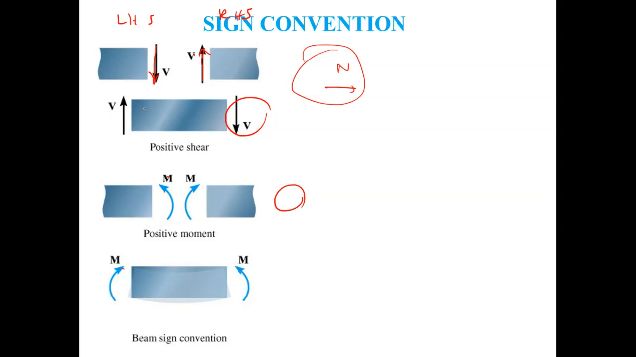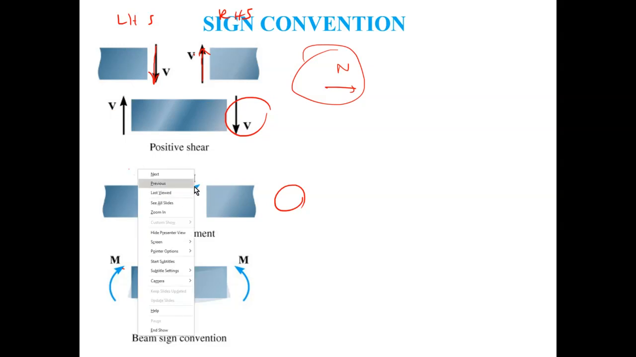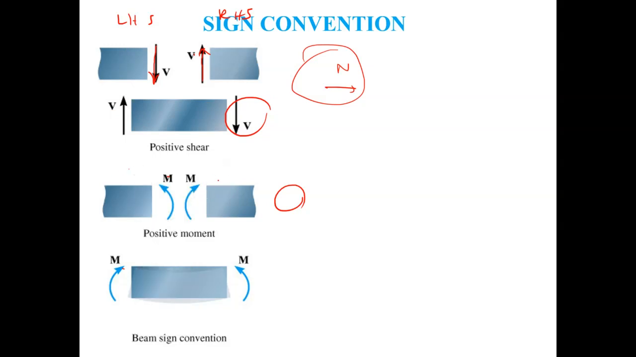If I'm making a left-hand side free body diagram, the bending moment in counterclockwise is positive. And if I'm taking right-hand side, the positive bending moment would be this way. Because here, both of these are making my beam deform like that. So they're the same thing, but opposite direction.